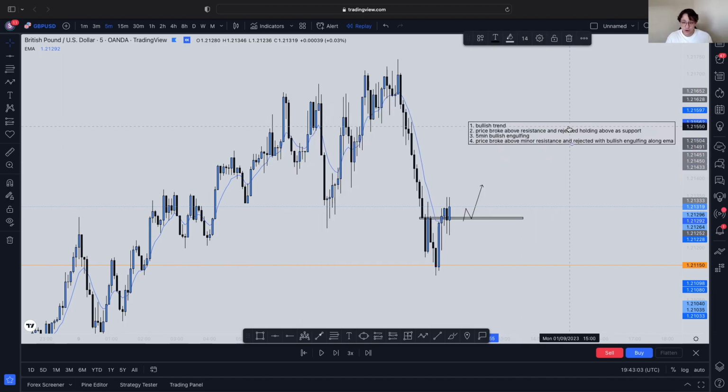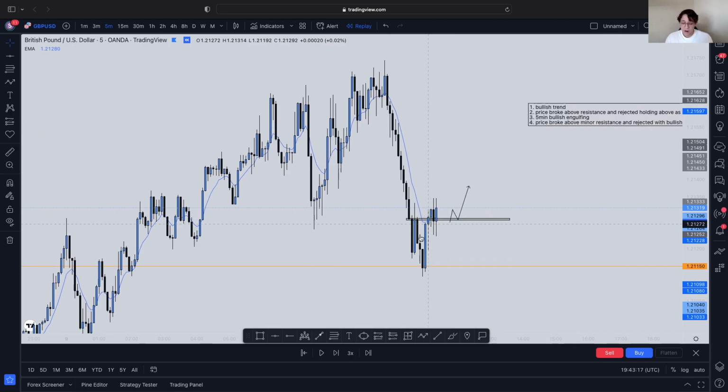So we have a bullish trend. We have that price broke above resistance, which is now holding above as support. We have a 5-minute bullish engulfing, and we also have broken above the 3-minute or the 1-minute minor resistance level, which we got a rejection with a bullish engulfing along the EMA. So this is simply where I'm gonna enter my trade.